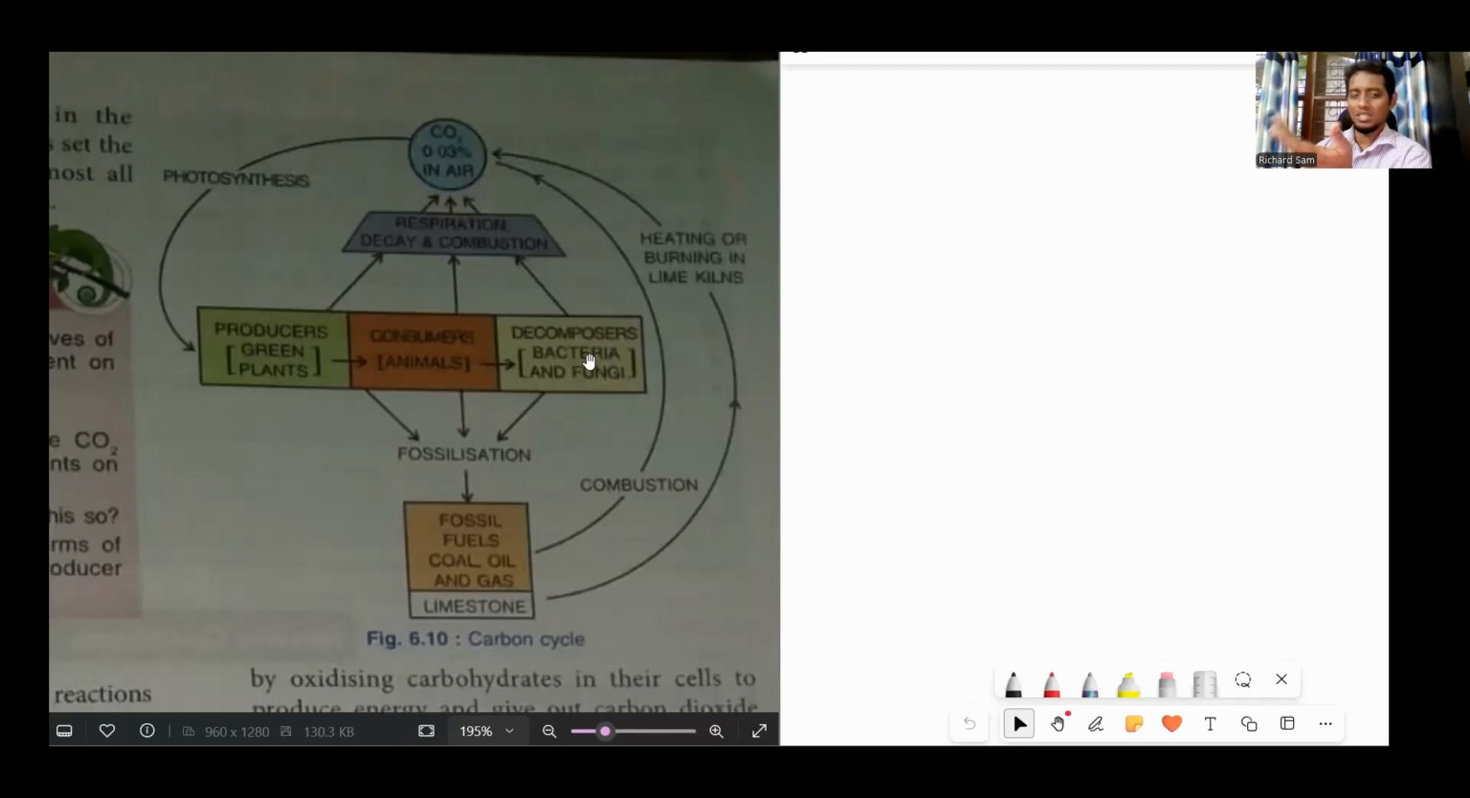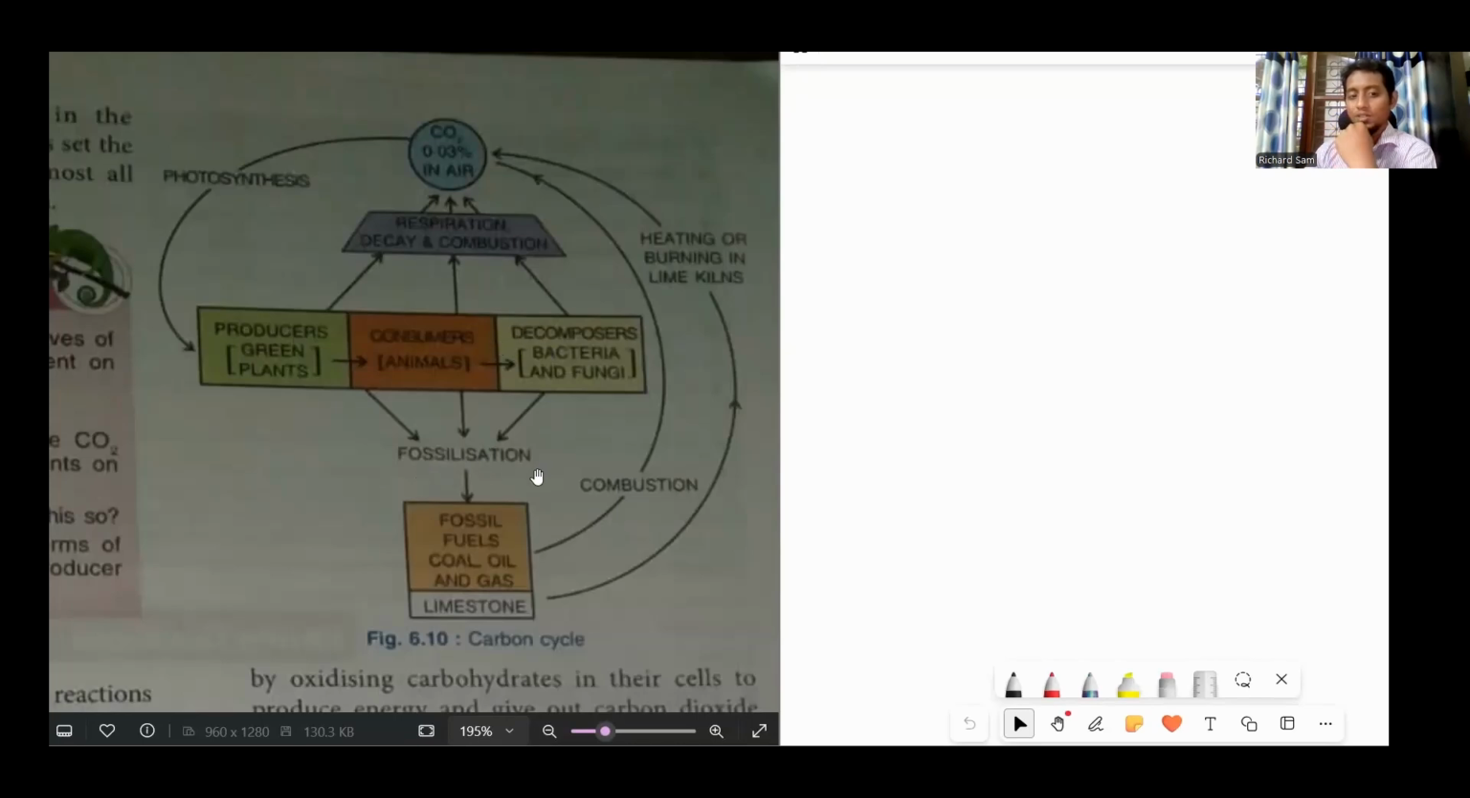Then if the animal or plant dies, the decomposer will consume that carbon. From all these three, when they decay or die, if you burn them, or when they respire, they give out carbon dioxide. See, three ways carbon dioxide is produced. Either respiration, all of them respire, or decay. Decay means when they are dead, the bacteria will release that carbon dioxide. Or when you burn any of these, carbon dioxide is produced. So that's how carbon dioxide goes back into the air.